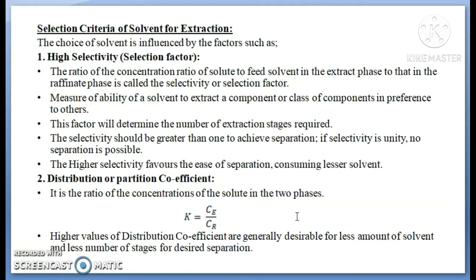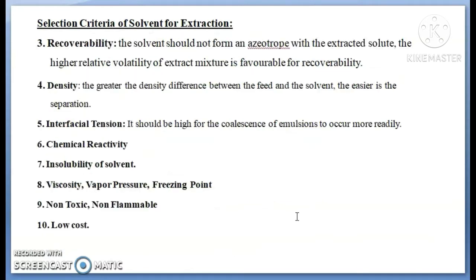It is a ratio of the concentration of the solute in two phases. It is indicated by K, written in the form of an equation, is the ratio of the concentration in the extract phase to the concentration in the raffinate phase. Higher values of the distribution coefficient are generally desirable for less amount of the solvent and less number of stages required for the desired separation.